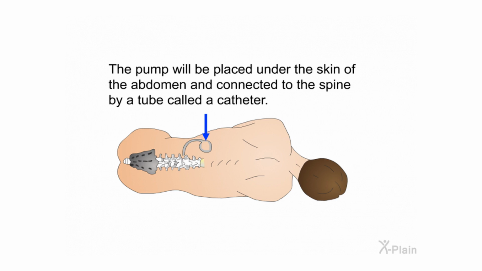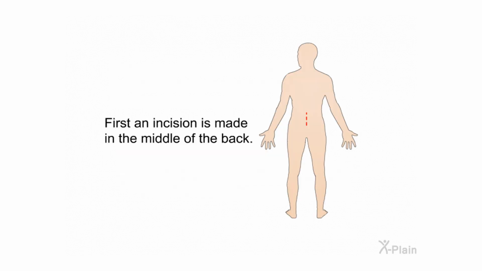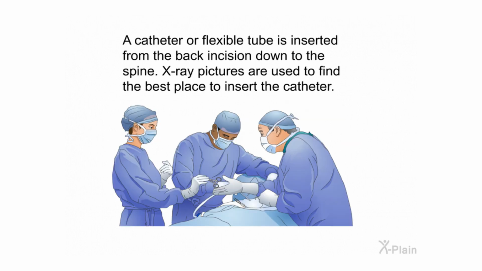The pump will be placed under the skin of the abdomen and connected to the spine by a tube called a catheter. First, an incision is made in the middle of the back. A catheter, or flexible tube, is inserted from the back incision down to the spine. X-ray pictures are used to find the best place to insert the catheter.